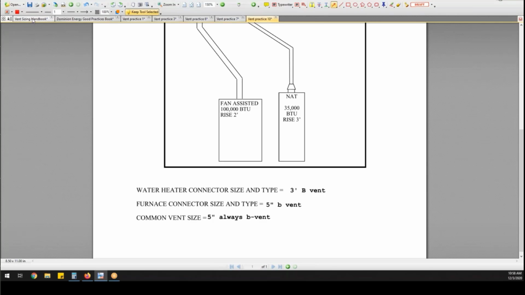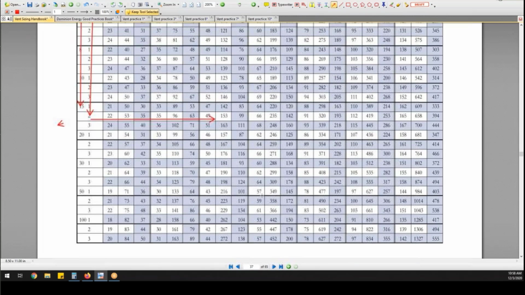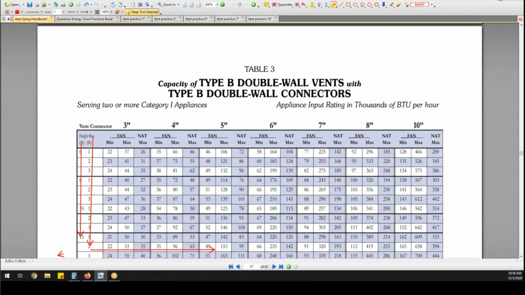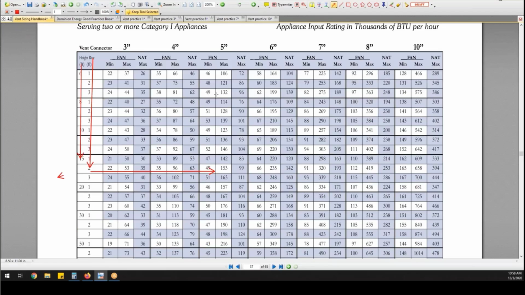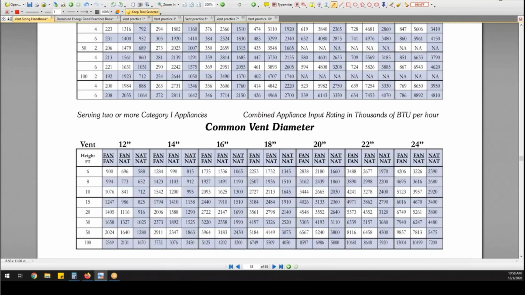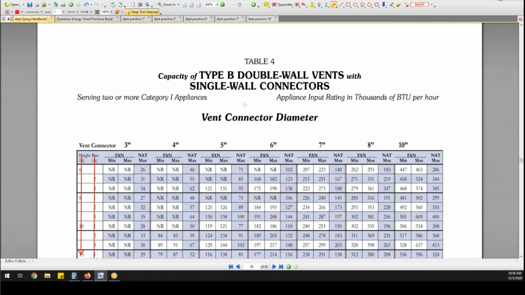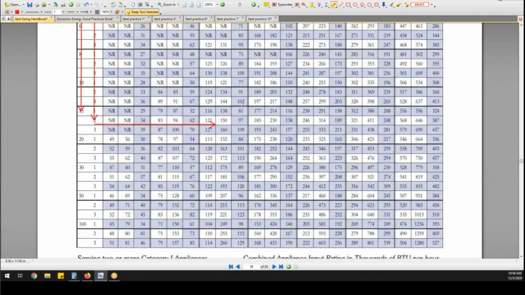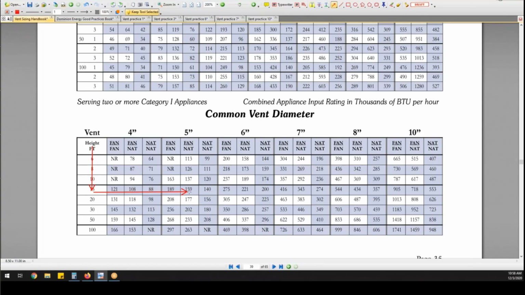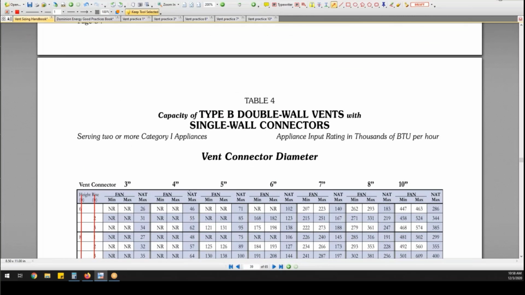So you need to remember when you're working on the multiple appliance tables, if all of your connectors are B vent, there's table 3. You work off of that table. If you're throwing single wall in as one of your connectors, then you need to go down to table 4 and work off of that table, because it can change your common vent just by having single wall connectors in it. Okay. Whew, that's a lot of stuff to remember, huh?